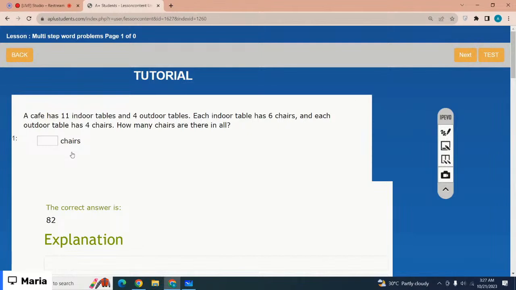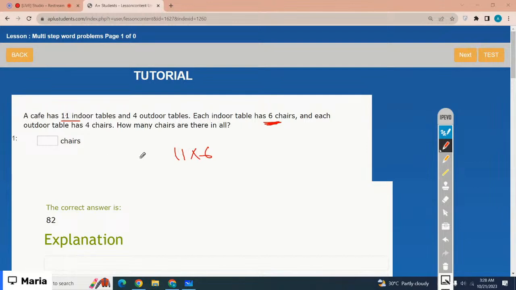Okay, so a cafe has 11 indoor tables, right? Let's just understand the question first. You are given a cafe has 11 indoor tables and each indoor table has 6 chairs. So 11 tables times 6, right? Because each table has 6 chairs. Then 4 outdoor tables and each outdoor table has 4 chairs. Just add them because you have to calculate the total chairs in all. 11 times 6 is 66 and 4 times 4 is 16. So add 66 plus 16, that is 82. Right? The correct option is 82. That means the total chairs in all are 82.